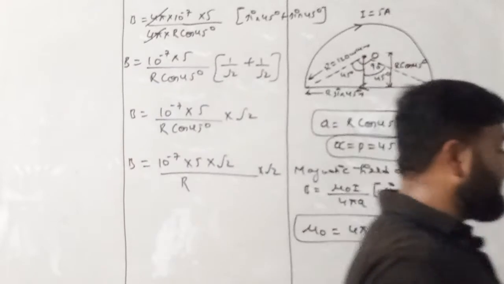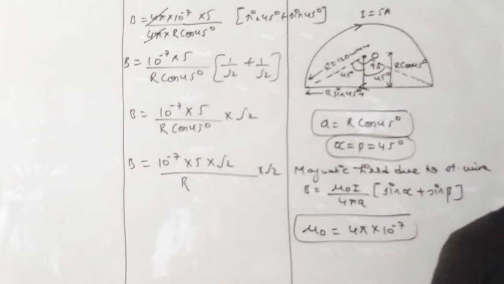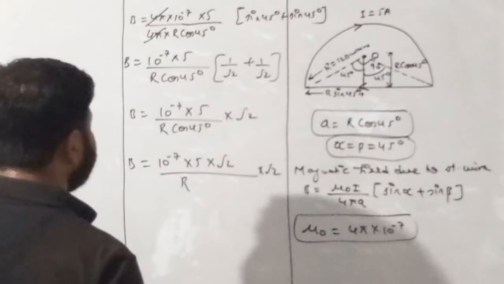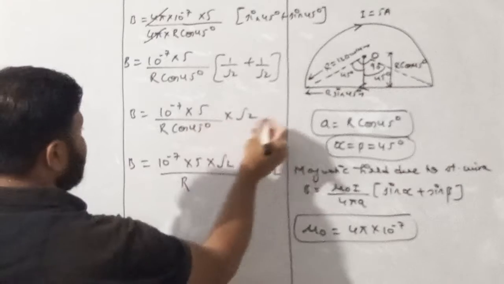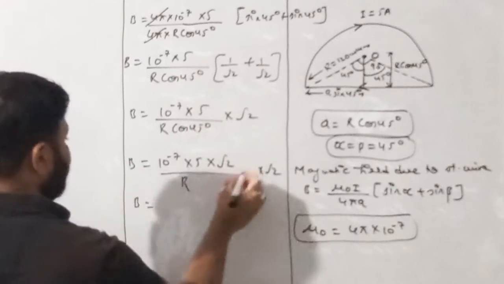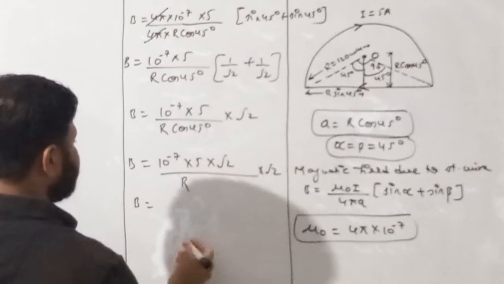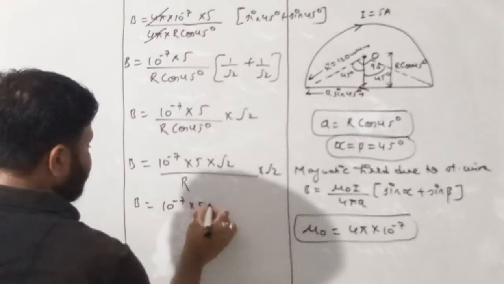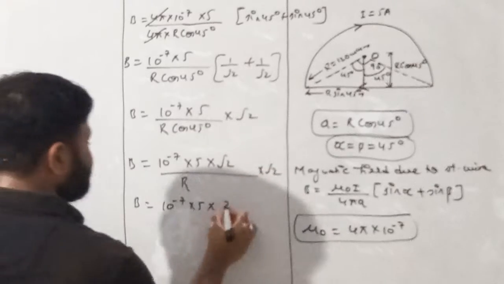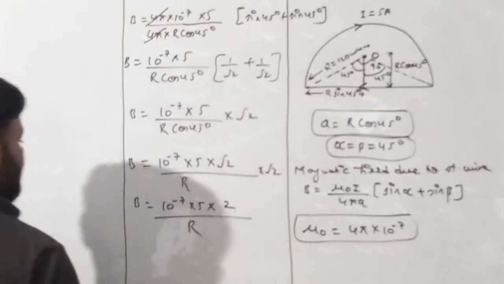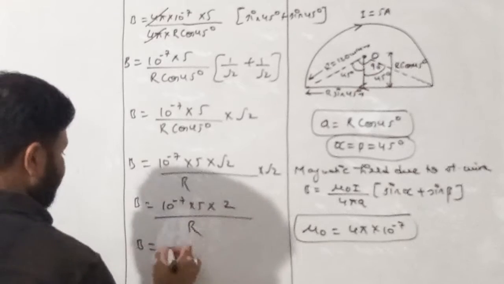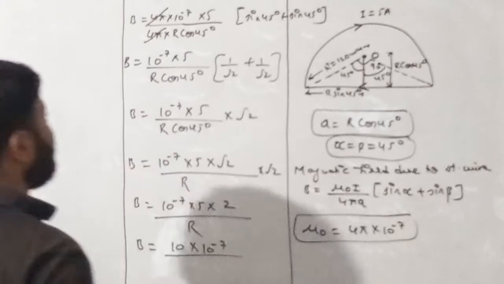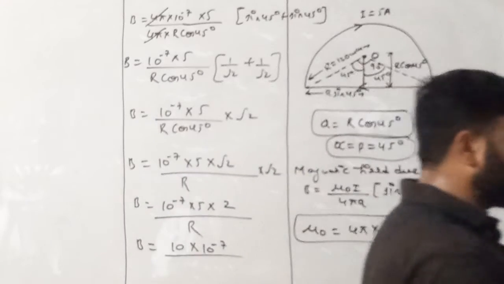4 pi get cancelled. So we'll get the value as, so b becomes equals to root 2 into root 2 is 2. So 10 raised power minus 7 multiply 5 into root 2 is 2 divided by r. So we can write b becomes equals to 5 2s are 10 into 10 raised power minus 7 divided by r is there. So r is 120 mm.